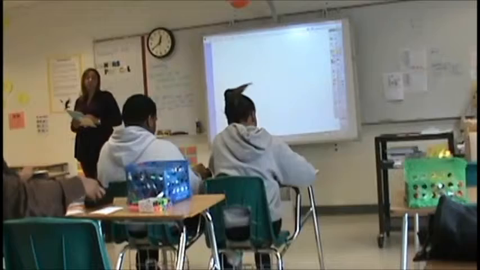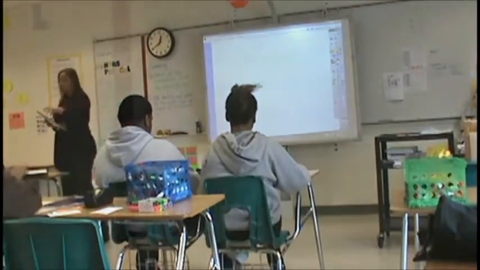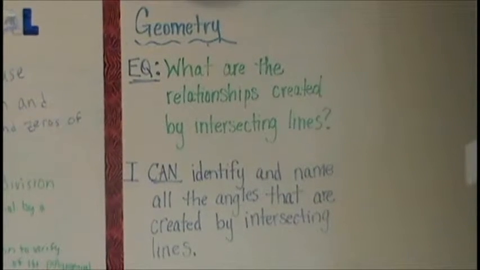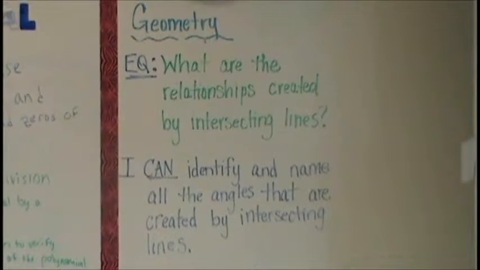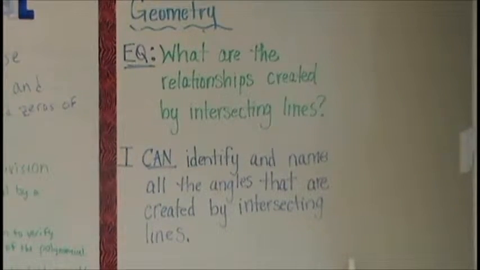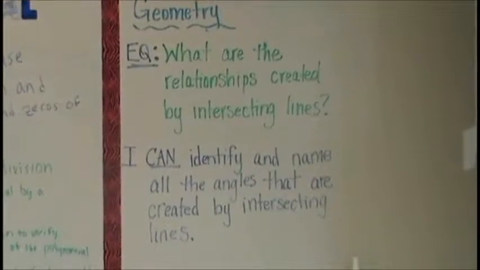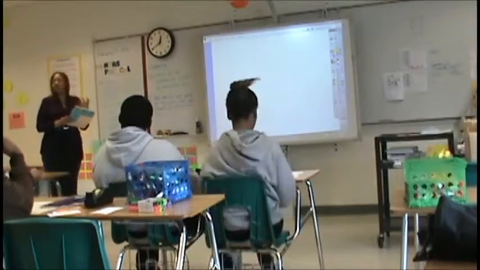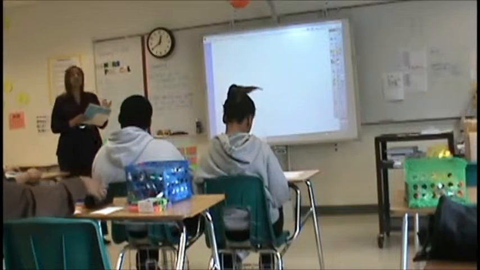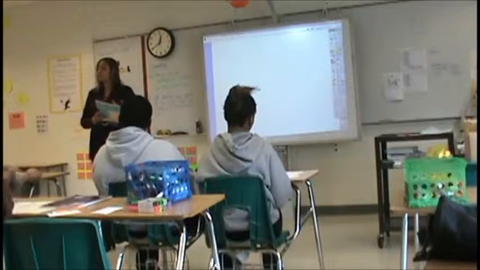All right, so everything that we do today is going to be revolving around what? Angles. Okay? So we are going to make sure that everyone knows all the different relationships that are created by intersecting lines. And when we have lines that intersect, they create angles. And there are special angles that we're going to talk about today and explore.